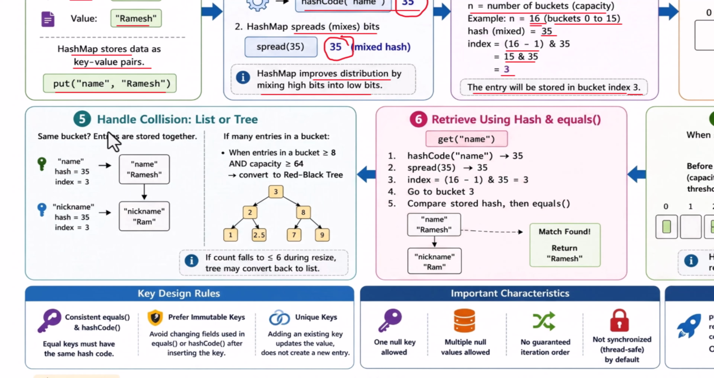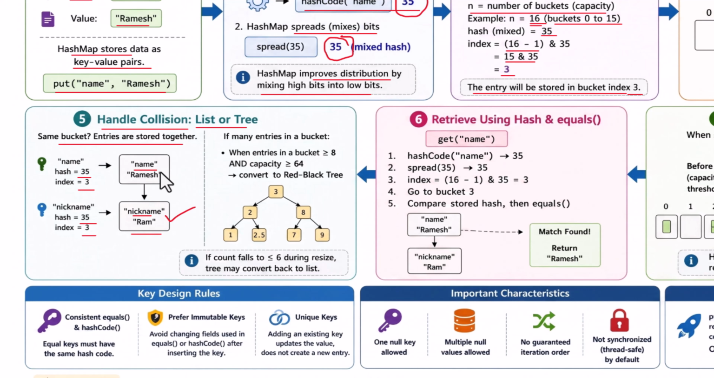The fifth step is handle collision using a list or tree. Suppose another key called nickname with the value Ram also produces the mixed hash 35 and bucket index 3. Now both entries belong to the same bucket. HashMap stores these entries together inside that bucket. For a small number of entries, the bucket behaves like a linked list. The entry name and Ramesh may point to the next entry, nickname and Ram. A collision does not mean that one entry replaces another. The keys are different, so both entries can remain in the same bucket.